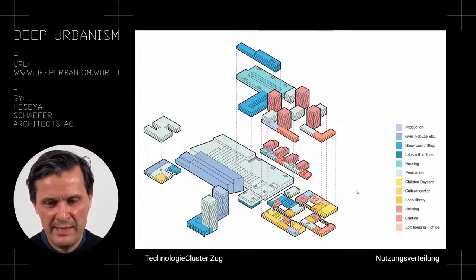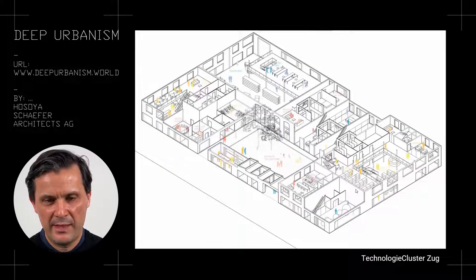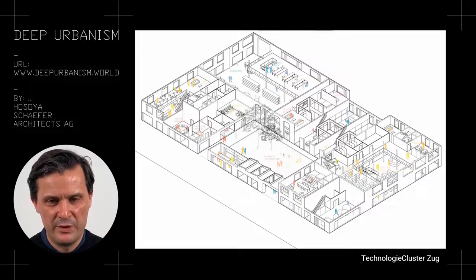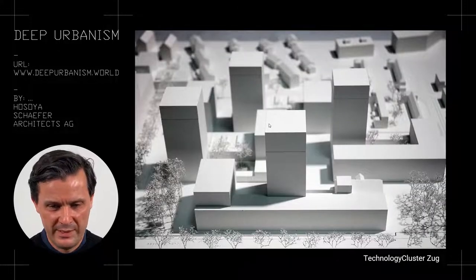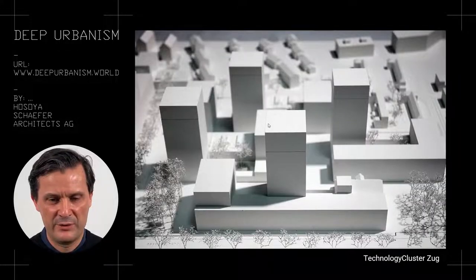Specifically also with the idea of this very adaptable plinth, where you could have different types of uses, so from production to thinking to eating also and so on, organized around this courtyard. So this would be then the urban volumes allowing for this. In the high rises you always have housing. These lower blocks are offices and the plinths are urban production.